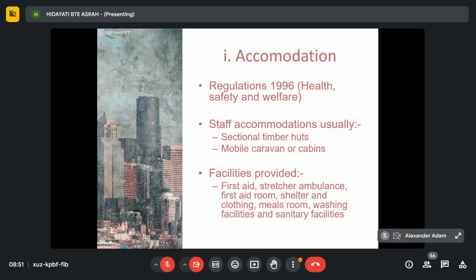So this includes accommodation for the construction worker. Every time you are involved in construction, you are a contractor, you must provide accommodation to your worker. And according to the regulation, the contractor must provide temporary accommodation, not a permanent one, and also facilities. This should be in the form of a comfortable room, dining room, living room, and so on, in the construction site. So you must provide it to your worker.